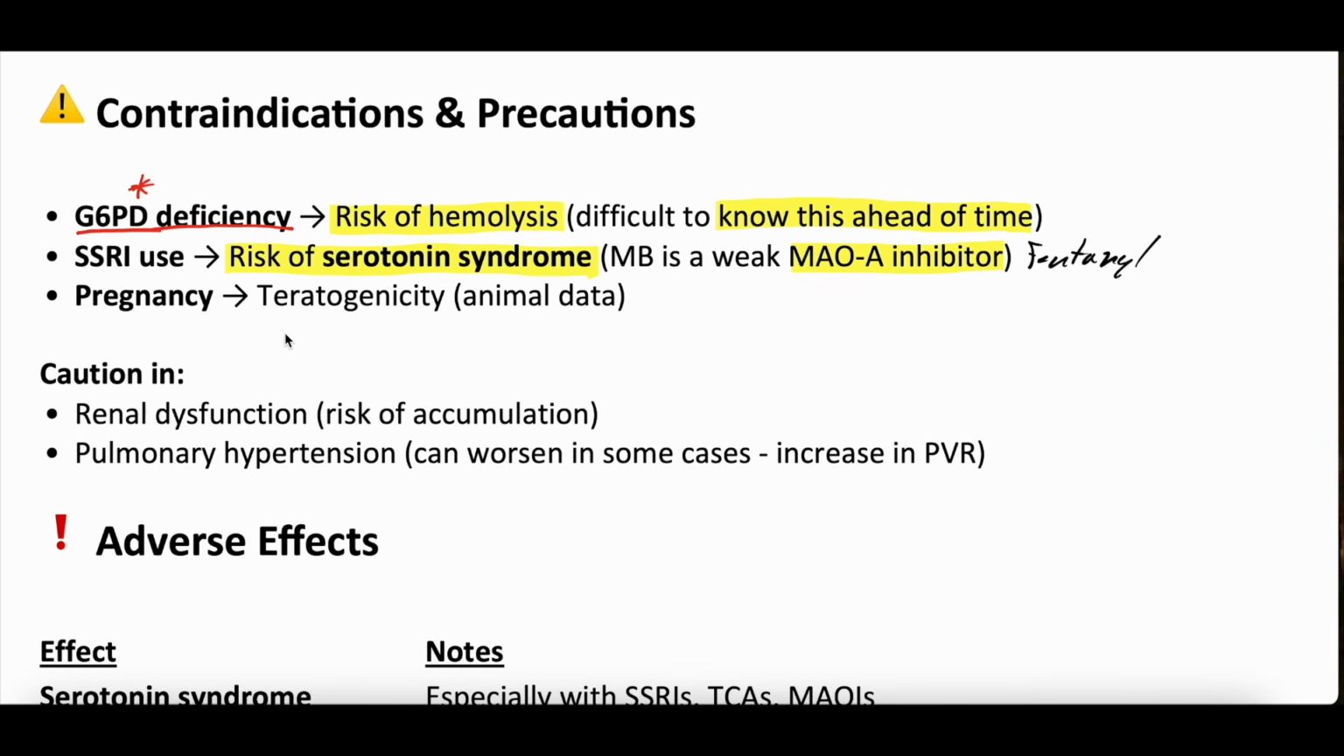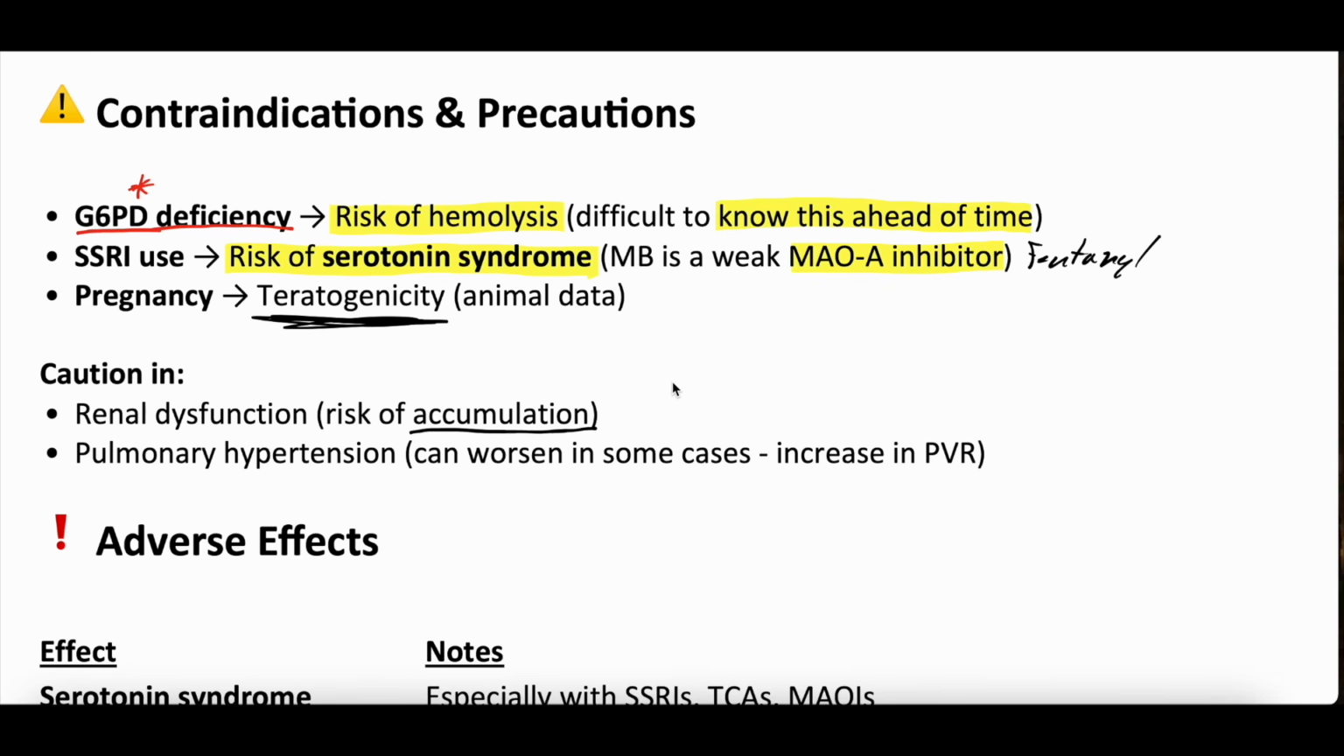And then don't give it to pregnant patients. It can cause deformities. Teratogenicity would be the more appropriate term than what we said. So be very hesitant in pregnant patients. We personally don't give it at all. Be knowledgeable that it can cause serotonin syndrome and it can cause hemolysis. In patients with renal dysfunction, you got to be a little careful because you do risk accumulation because it is renally excreted.